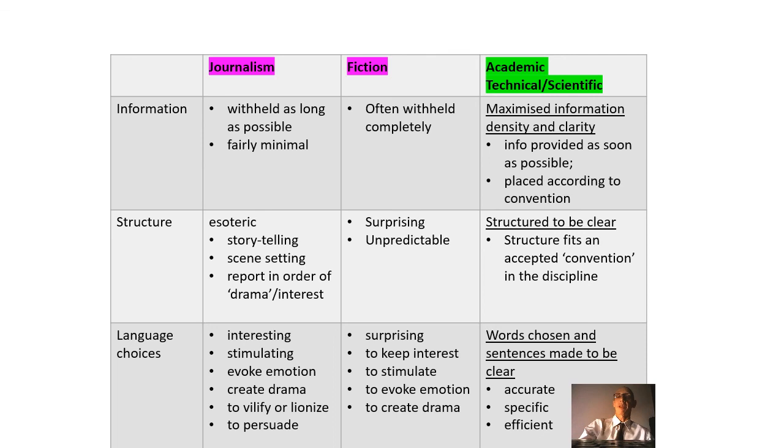Now, in academic, technical and scientific writing, the words chosen are there to be clear. So you're looking for accurate, specific, efficient. They're the three priorities in choosing a word. Is it accurate? Is it specific to meaning? And is it efficient? And there's usually only one word that would be correct. So synonyms are off the table most of the time, particularly with nouns. With the key nouns, with any noun, generally there's one word that'll do it, or one phrase that'll do it, nothing else. And you've got to make sure you choose very carefully your nouns in particular to describe an idea.